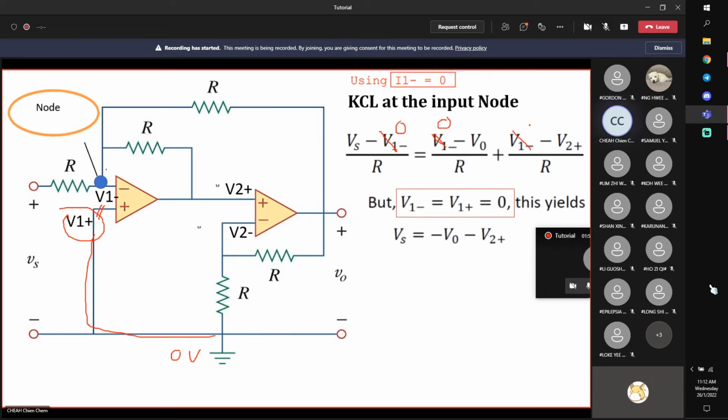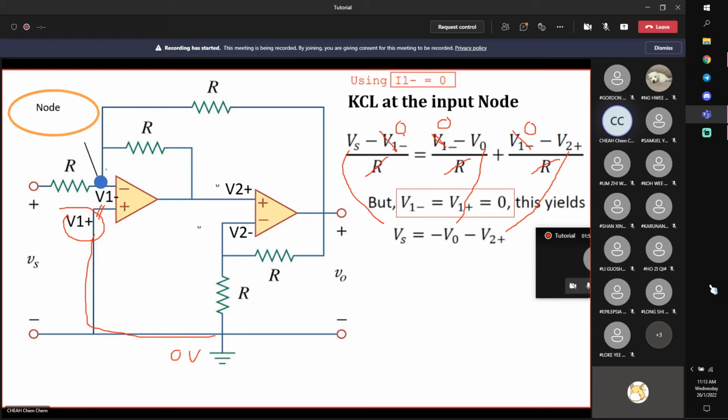Then this will also be equal to 0. I'm just imposing the op-amp property. And the denominator, R, are the same. It can be cancelled out. So basically, this is what we get. Right, the next equation. So basically, we simplify the first equations into this equation.